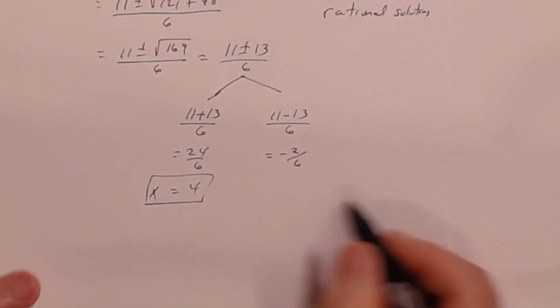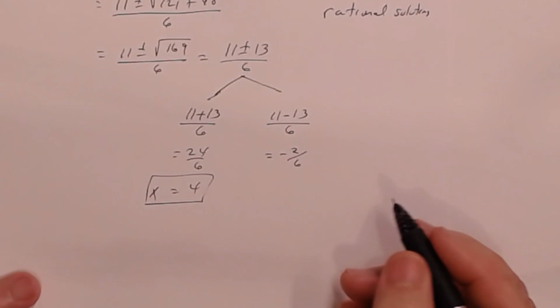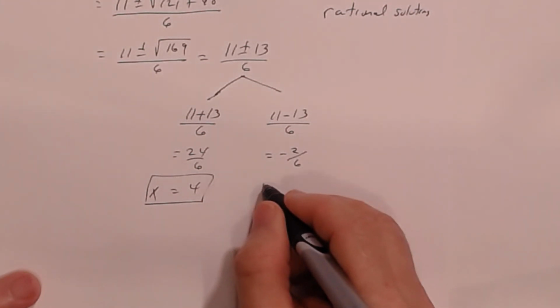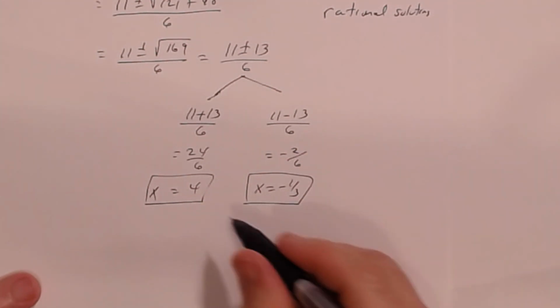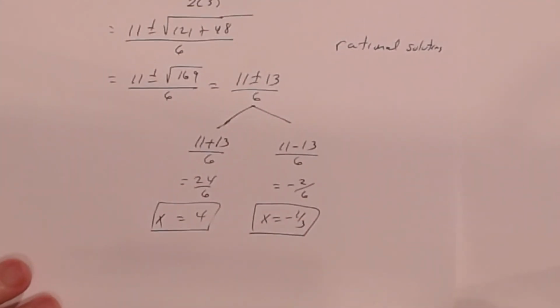So one of my solutions is 4, which is a rational number. The other one, if I reduce, is negative 1/3, which is also a rational number. So those are your solutions. Okay, 4 and negative 1/3.